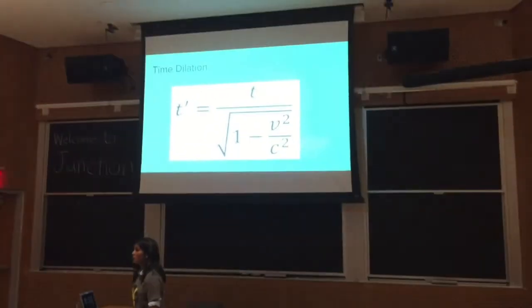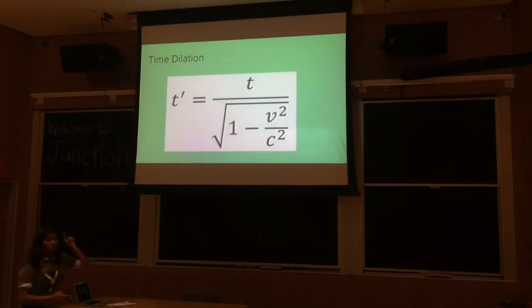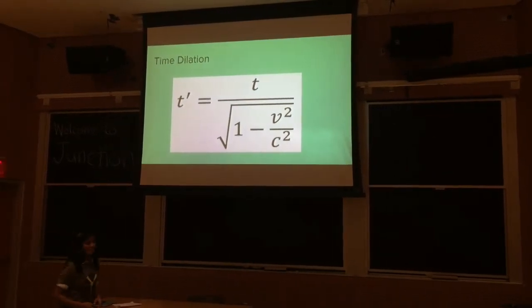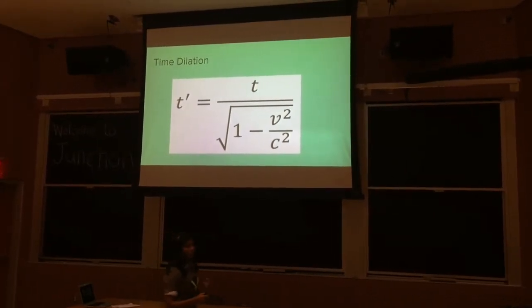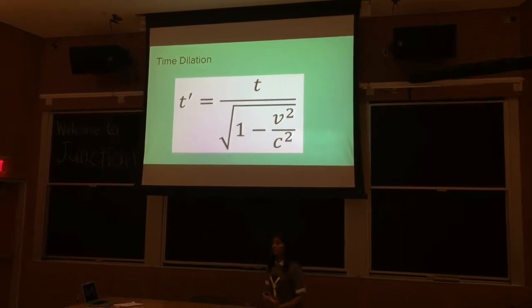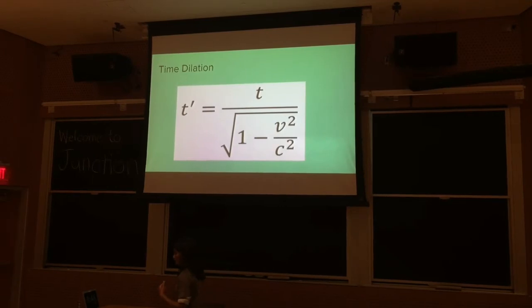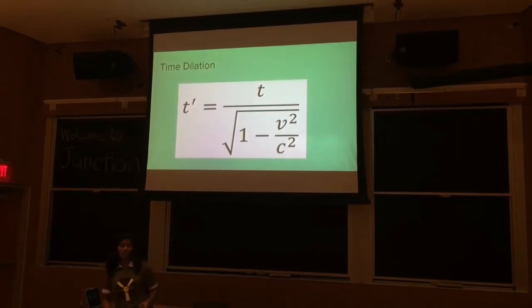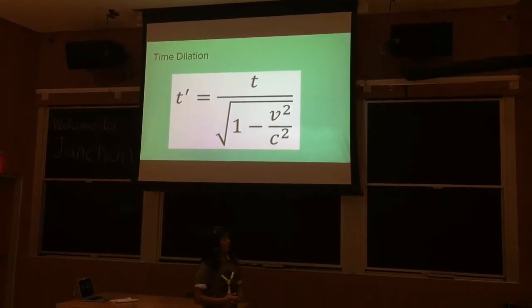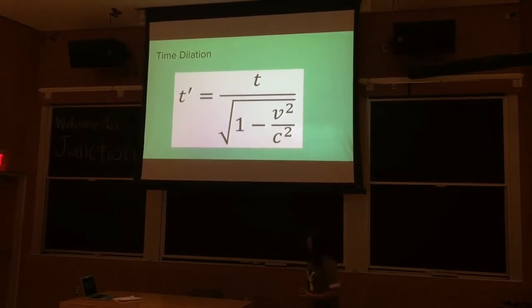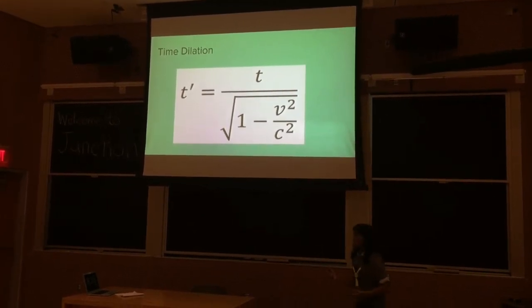So this is the equation for time dilation, where T prime is the time that the astronaut perceives that the rocket is going to reach its endpoint, and T is the time that the boy perceives that the rocket is going to reach its endpoint, divided by the speed, where v is the velocity of the rocket.